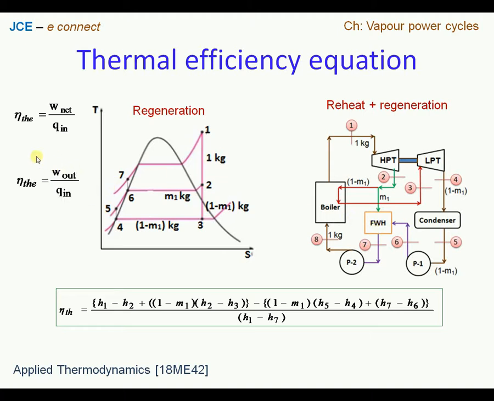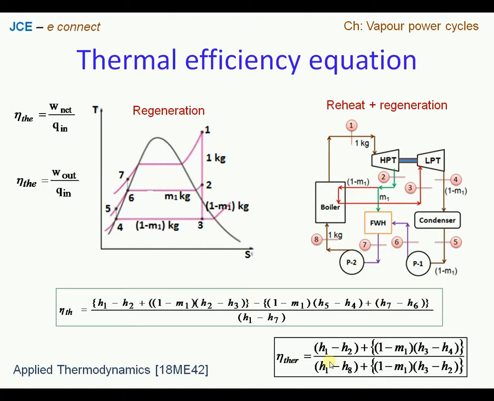So in this case, where we have a reheat process along with regeneration, one can write the thermal efficiency using this equation, where thermal efficiency is equal to work output divided by the heat supplied. Now this is not written as W net because we are purposefully neglecting the pump work, therefore we don't have the word net here.